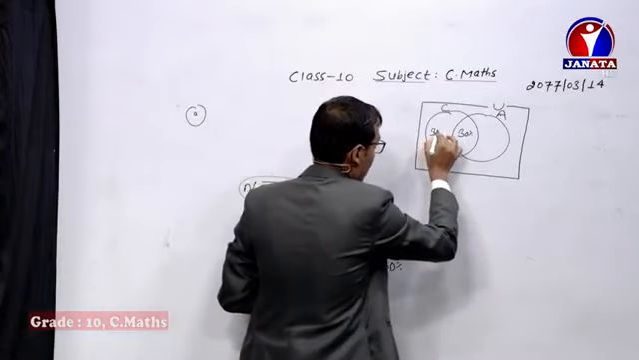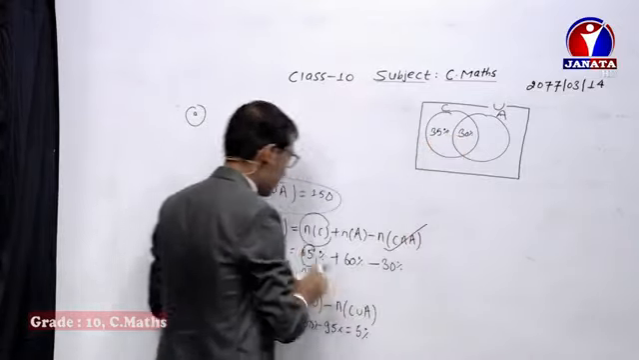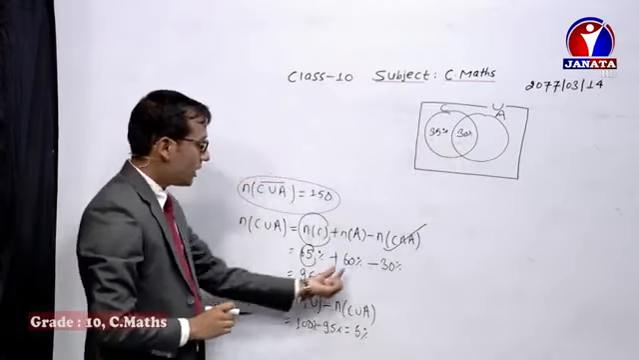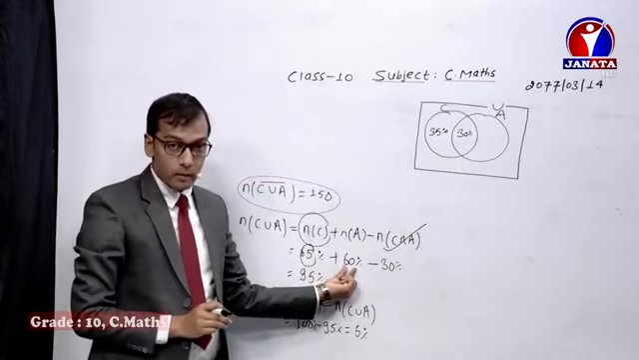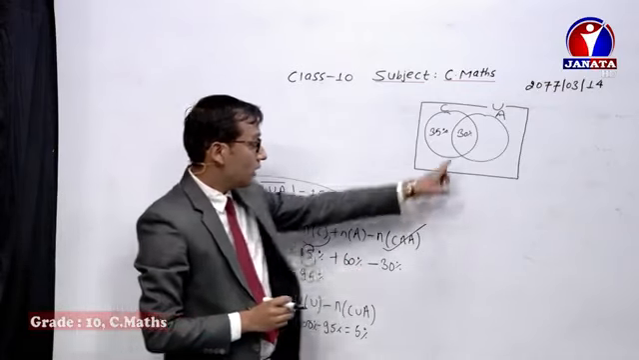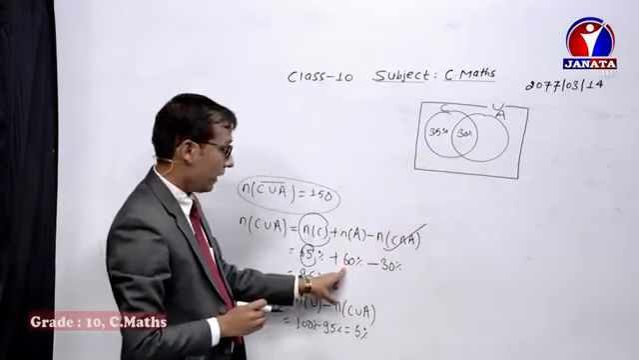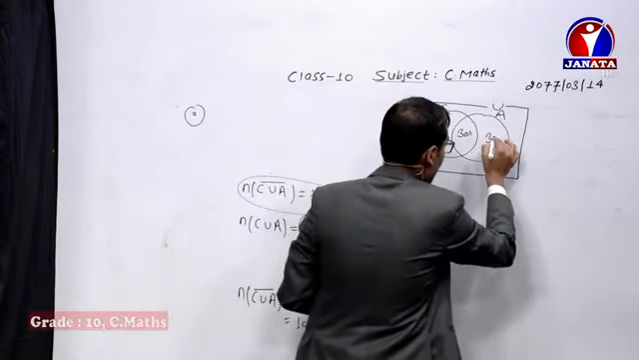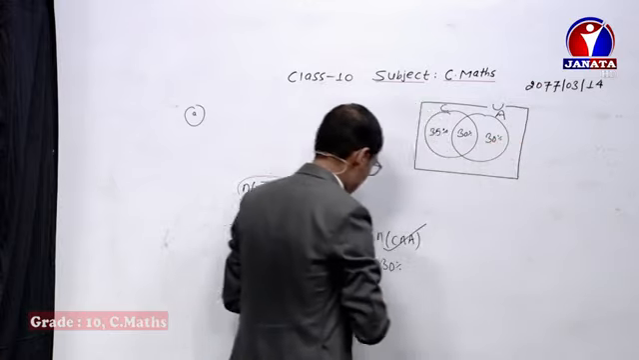It is 35% because 65 minus 30 is 35. Similarly, what is N of A? 60%. N of A is 60%, and if we deduct the intersection from N of A, we can obtain N only A. This is 30%, and what is the complement?